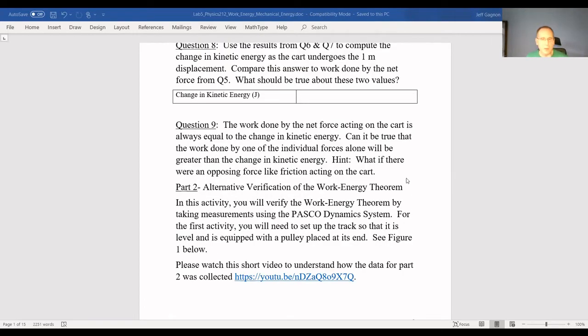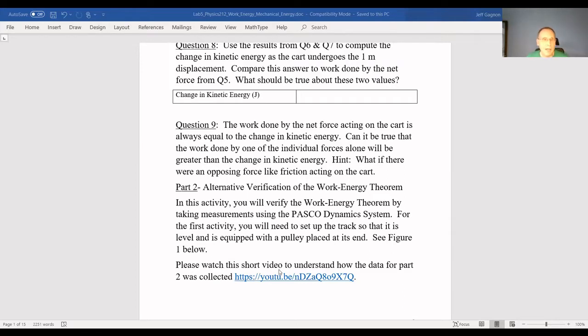All right, so that's it for part one. For part two, this is sort of another way of looking at the work energy theorem. In this case, what we did was we used these Pasco dynamics cars, these Pasco cars that have wheels, but they have really low friction in their wheels. So you can kind of think of it as almost being frictionless again, all right?